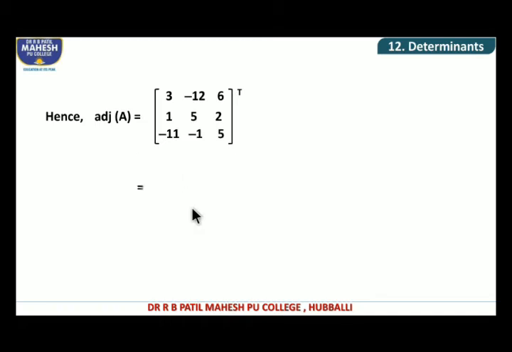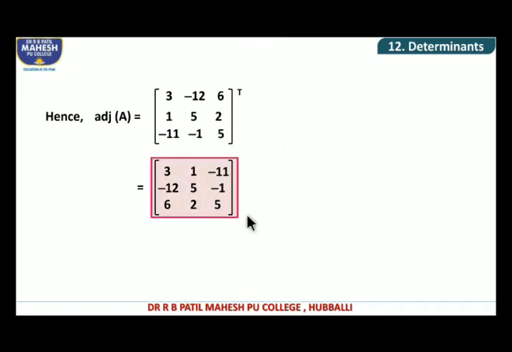Therefore the adjoint of A can be written by transposing this one. The first row becomes the first column, so 3, minus 12, 6, and the second row becomes the second column, and the third row becomes the third column. So this is how to find the adjoint of A for a matrix of order 3. So just follow this procedure, student.